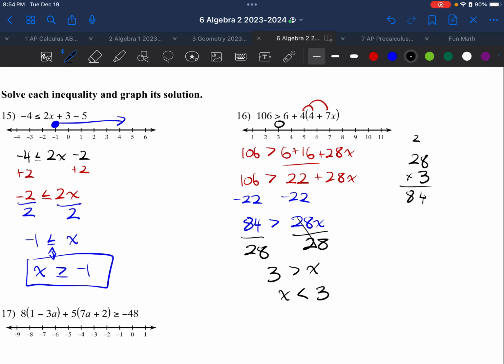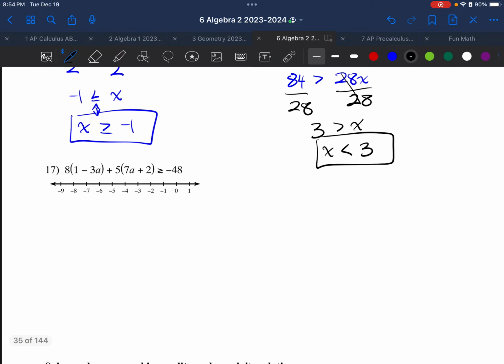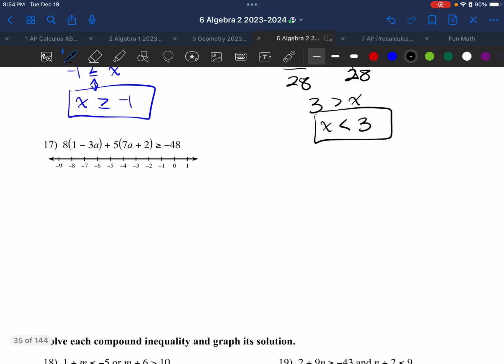So I'm having an open point at 3 as opposed to a closed point. This had an equal to sign. This one does not have an equal to sign. And this says less than 3. So I'm going to go to the left of that 3. All right, so I have my inequality and I have my graph boxed. I guess I don't really graph or box the graph.